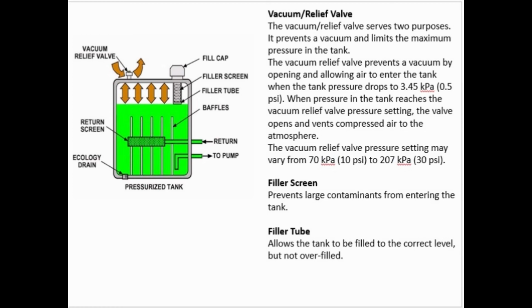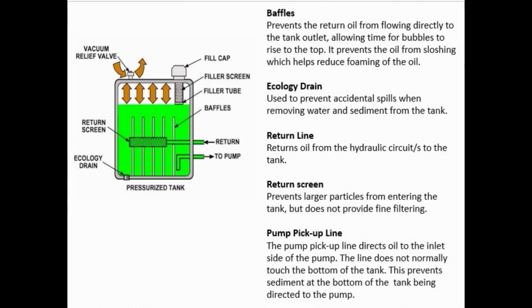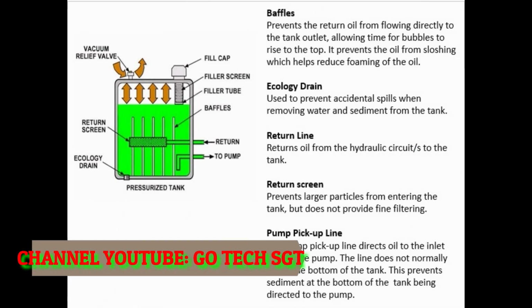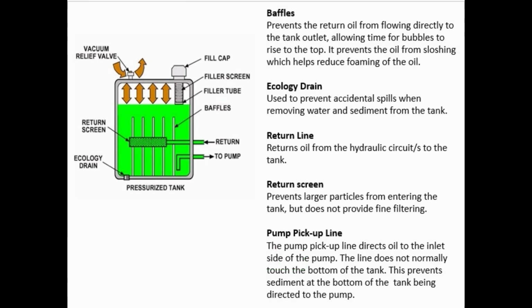Filler screen prevents large contaminants from entering the tank. Filler tube allows the tank to be filled to the correct level but not overfilled. Baffles prevent the return oil from flowing directly to the tank outlet, allowing time for bubbles to rise to the top. It prevents the oil from sloshing, which helps reduce foaming of the oil.